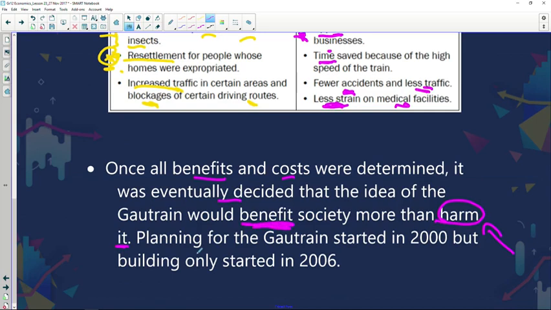Planning for the Gautrain started in 2000, but the building only started in 2006, okay? And then we know that when the World Cup in 2010 started, the first phase was ready, and the following year, the other routes were opened. So we are benefiting as a society from this particular project. This is just to show you the application of cost-benefit analysis, that these are the different costs that they would look at when they are doing the feasibility study.